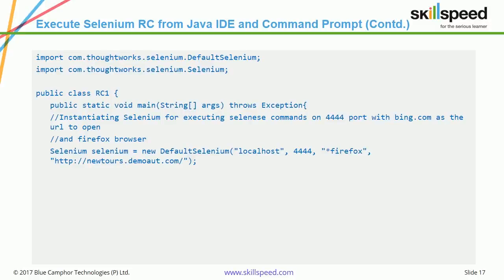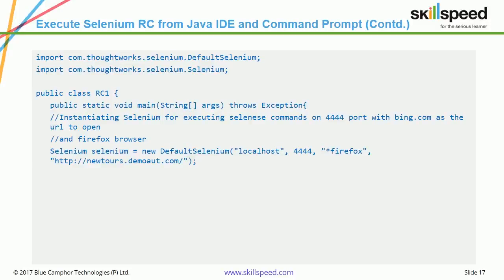Selenium is a class which we are instantiating using the DefaultSelenium class, and the DefaultSelenium class takes 4 parameters: the IP address of the system where you want to run the test, or localhost if it is our system, then the port number on which your test has to be run. By default it is 4444 for Selenium RC. Then the browser in which you want to run the test. In our case it is *firefox, which means for Firefox.